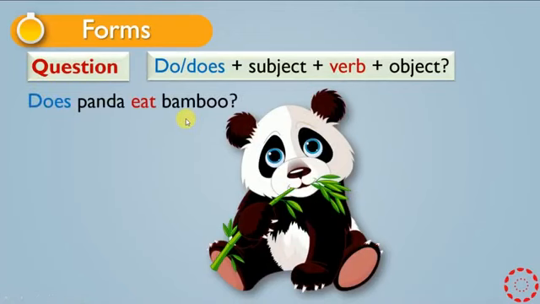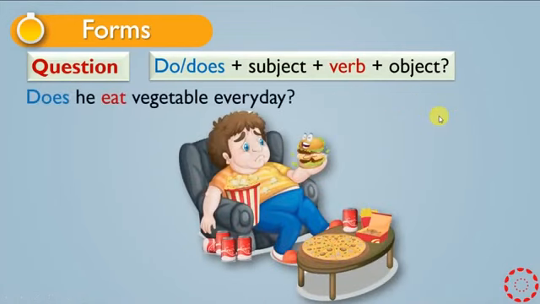Does panda eat bamboo? Because we have does, we do not need s or es at the end of the verb. We use the infinitive form of the verb. We can answer and we can say yes, it does or no, it doesn't. And the last example is, does he eat vegetables every day? No, he doesn't. Or we can say, yes, he does.